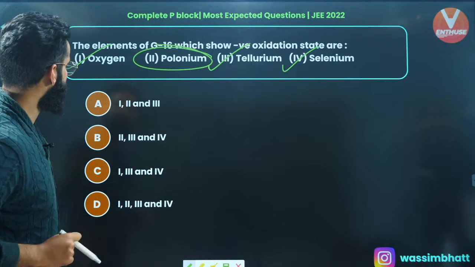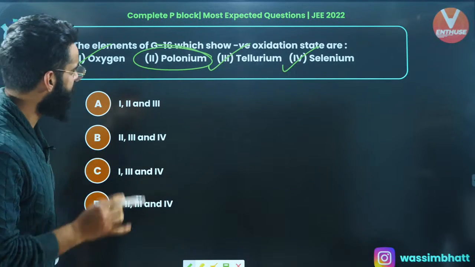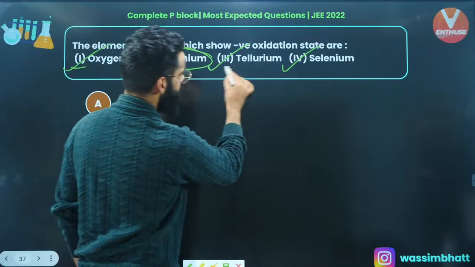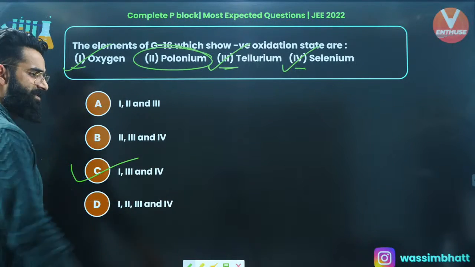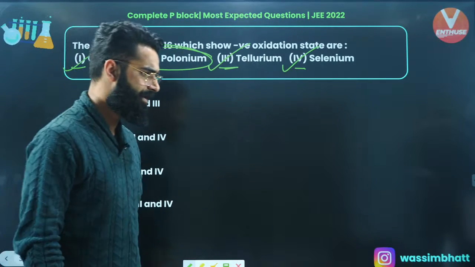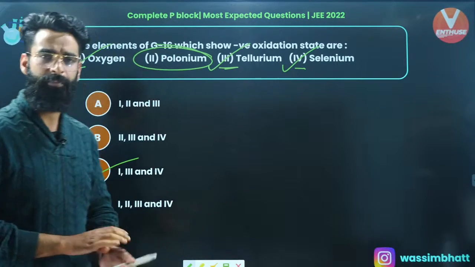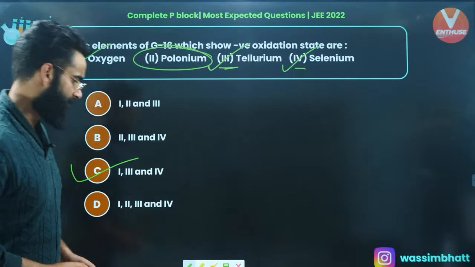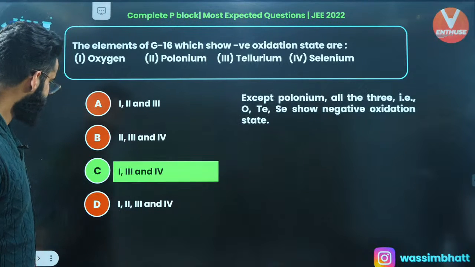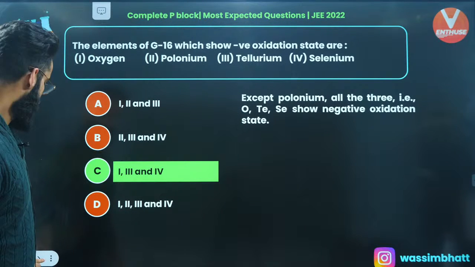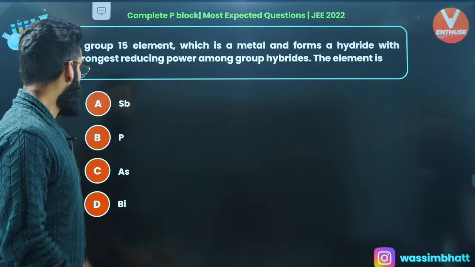So what was I supposed to check? The elements of group 16 which show negative oxidation state. So it's going to be 1, 3 and 4. Option C must be the correct answer of this particular question, right? Basically polonium is the one which shows the positive oxidation states among the group 16 elements. Perfect.